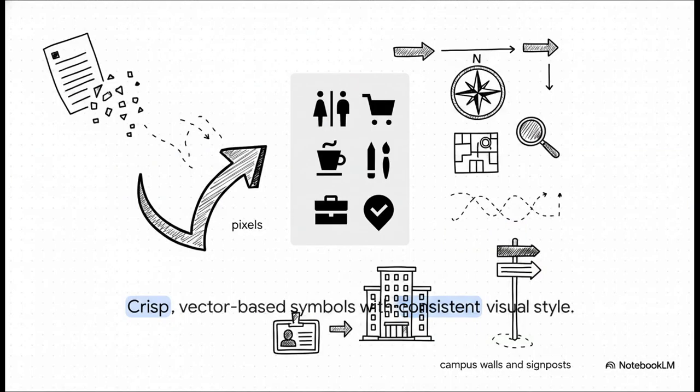And the destination of all that hard work is super clear: crisp, sharp, vector-based symbols. The real beauty of a vector graphic built in CorelDRAW is that you could print it on a tiny little ID badge or blow it up to fit on the entire side of a building, and it will never ever lose its sharpness. No pixelation, no blur. They're visually consistent, totally proportional, and 100% ready for real-life application on campus walls and signposts.